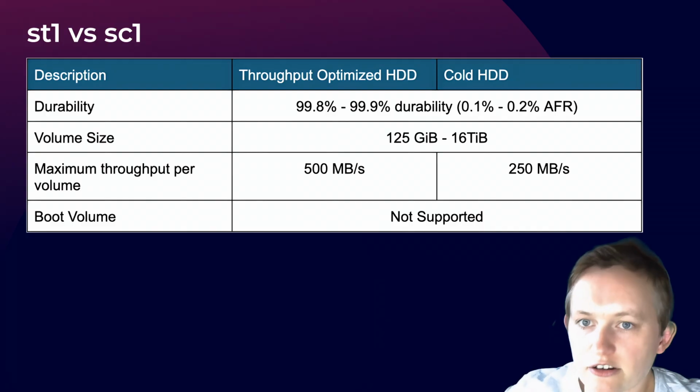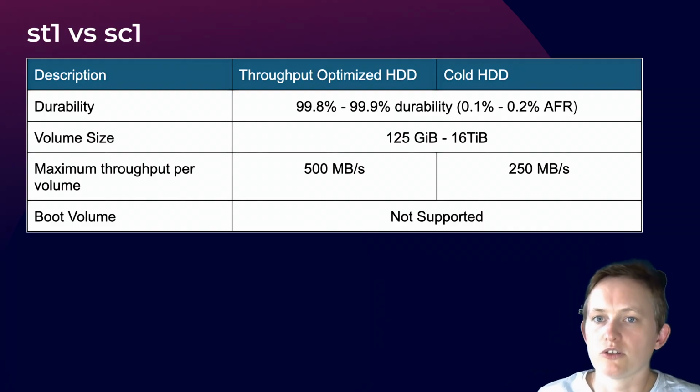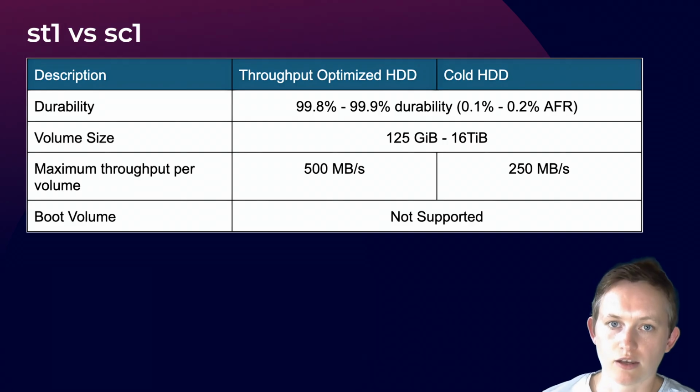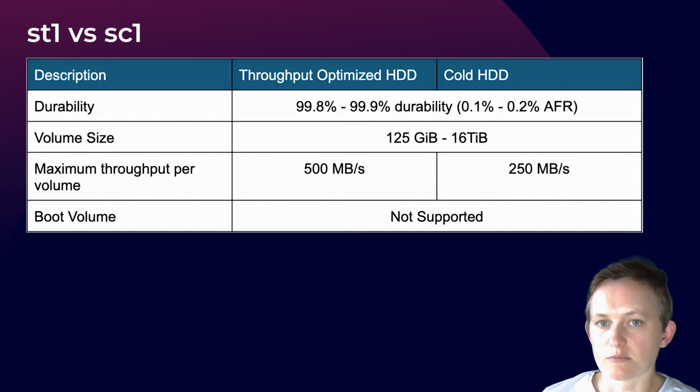And then having a look at our HDD-backed volumes. With your HDD volumes, you've got your throughput optimized, this is your ST1, and your cold HDD, and this is your SC1 volumes. HDD volumes are designed to handle large sequential data transfers. This makes them ideal for workloads where data is read and written in a sequential manner, such as your streaming workloads or big data workloads.